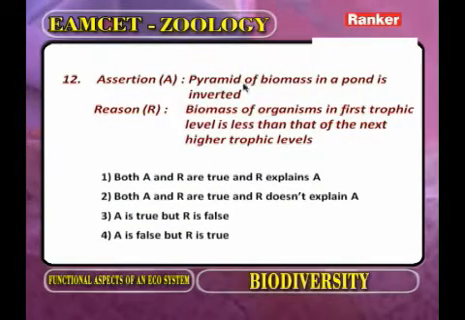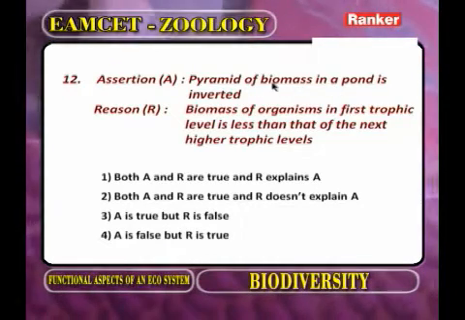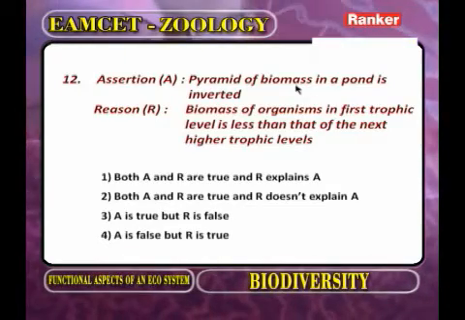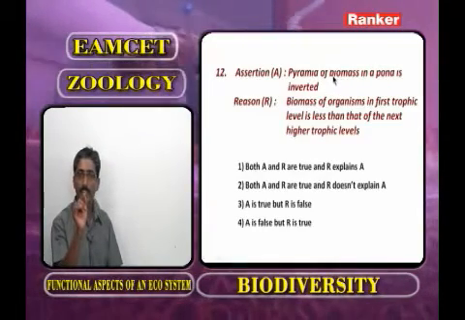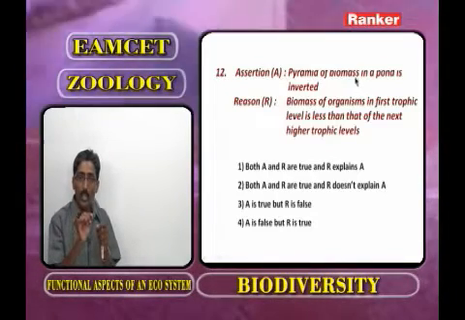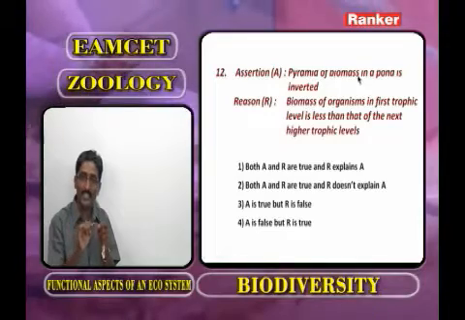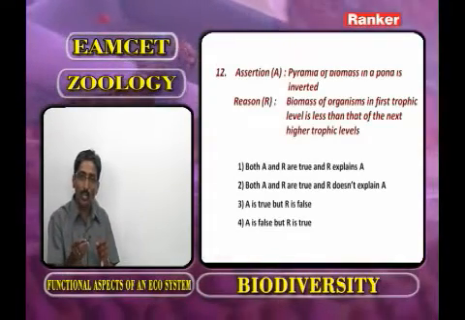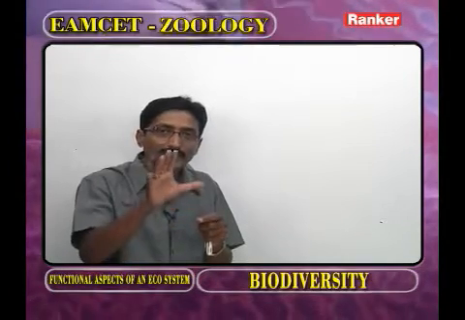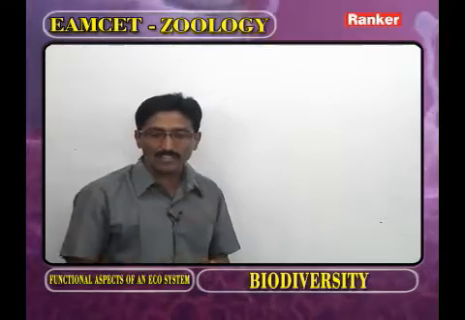Assertion: pyramid of biomass. What is meant by biomass? That is dry weight. Our body is made of many cells, and in each cell, in the protoplasm, 92% water is present. You have to remove the 92% water from each cell, and then observe our weight. That we call the dry weight. Biomass means the dry weight of an organism.